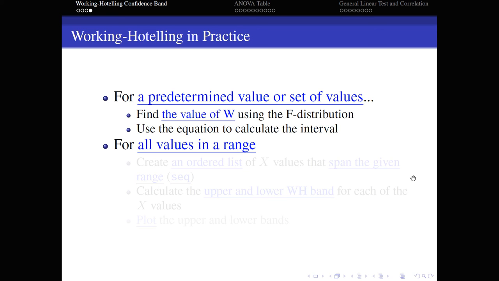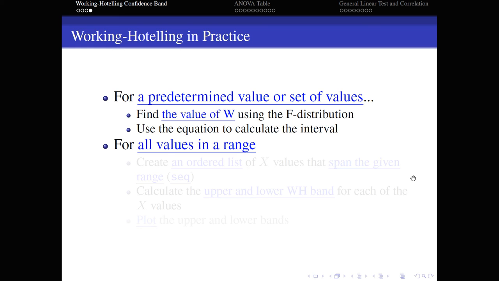Now, if we're doing this for all values in a range, think about it, if we're doing this for an infinite number of x values, I can't just make a table to demonstrate what each of the confidence intervals are for every possible value of x. There's an infinite number of them. That would be an infinitely long table. So how do we display this for an infinite number of x values?